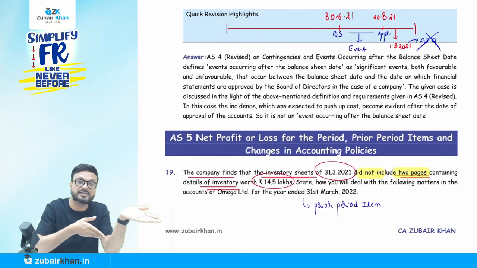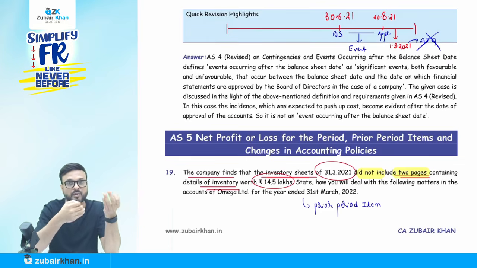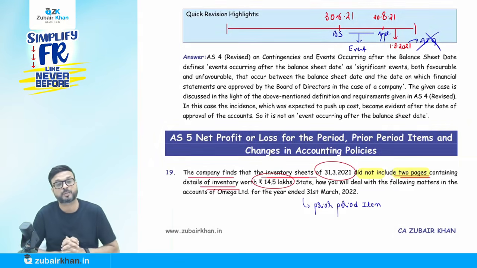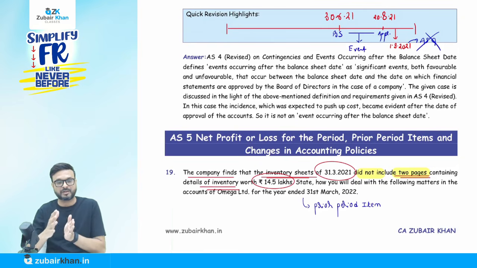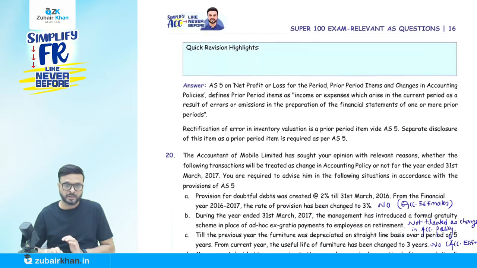Why? Because we have made a certain error. When counting, the 2 pages were missing from the inventory, so we have not considered them, and the value given is 14.5 lakhs. It's a prior period item. How to show a prior period item? First, you have to explain what you mean by prior period item and how to show it. It is separately disclosed in a manner that the impact on the current year profit or loss can be seen. Okay. Now, question number 20.